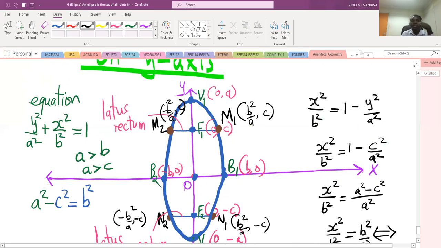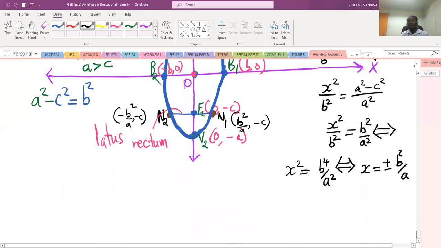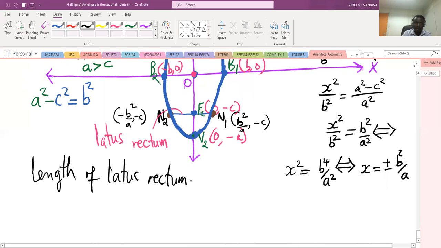Then the length of the latus rectum. Knowing that at the focus x is 0, and this one is b squared over a, it tells you that from F1 to M1 is b squared over a units. Similarly, this distance is b squared over a units. So the distance of M1 and M2 or N1 and N2 will be simply twice b squared over a. So the length of the latus rectum will be 2b squared over a.